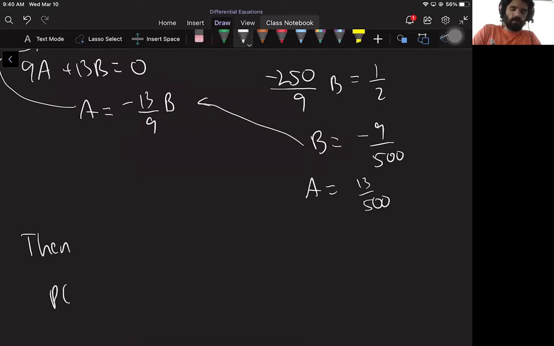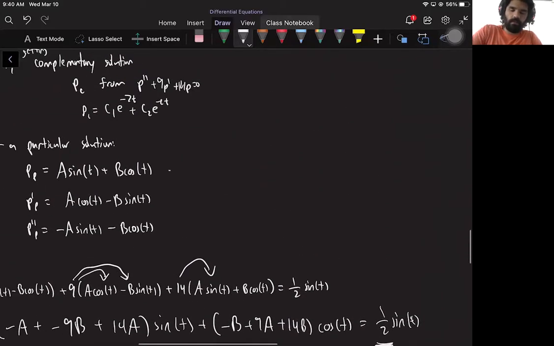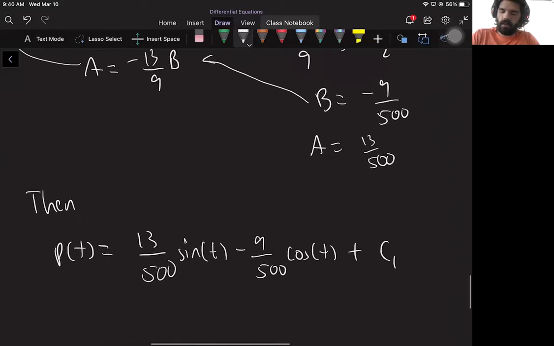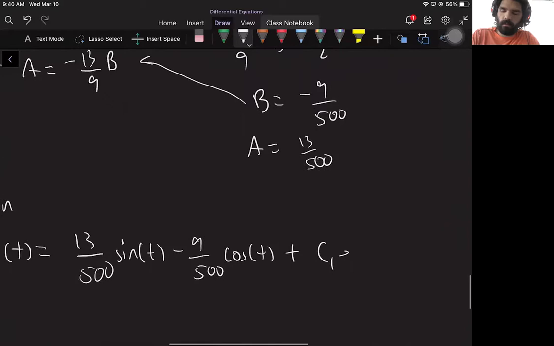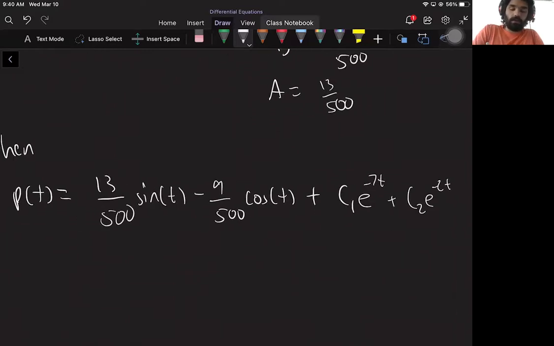And then we have our general solution by combining it with the complementary solution. So here I'm plugging A and B back in to our guess. So that is where I'm plugging that in. That's my particular solution. Then I add that to my original complementary solution. And now I need to use the initial conditions.